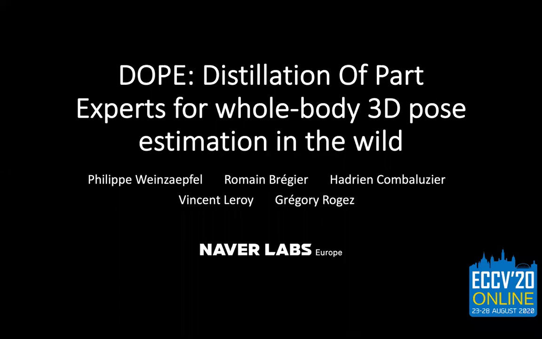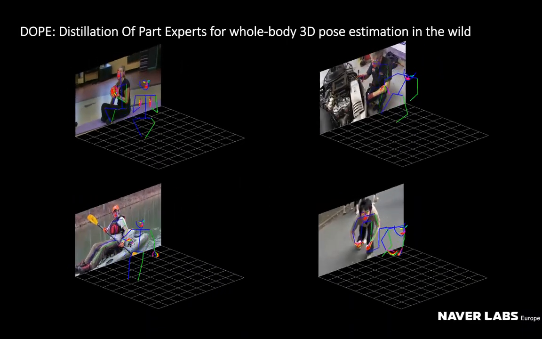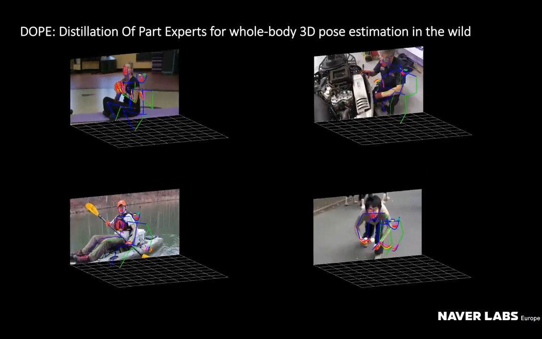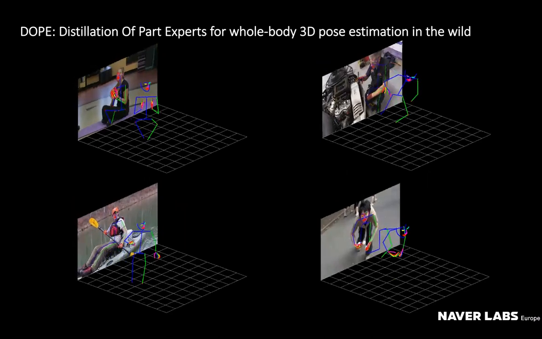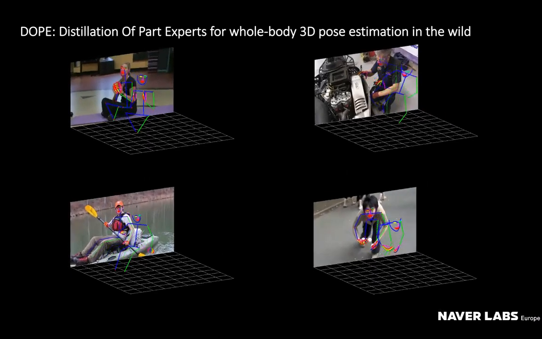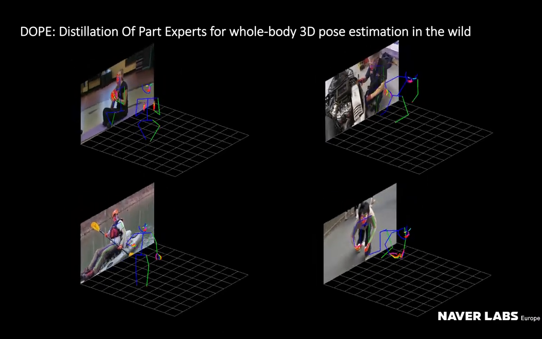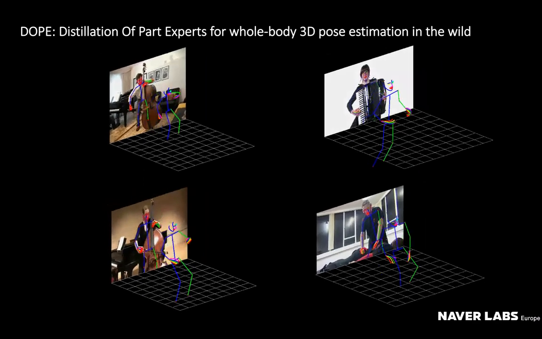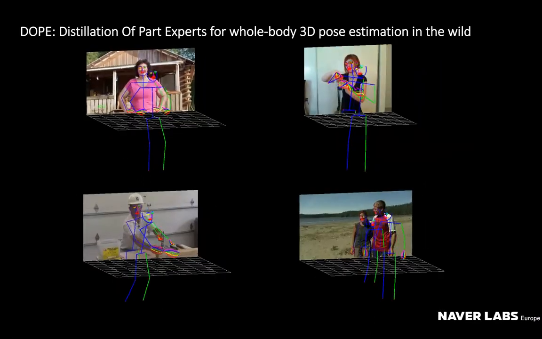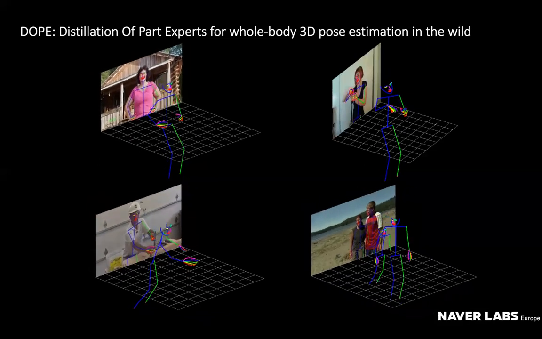Hi, this video presents our work on 3D whole body pose estimation in the wild. Given a single RGB image, our goal is to detect the people in the scene and estimate their whole body poses, including bodies, faces, and hands, both in 2D and in 3D. Importantly, we want to tackle this problem in the wild. Our method is robust to occlusions, truncations at the image boundary, and images showing several interacting people.